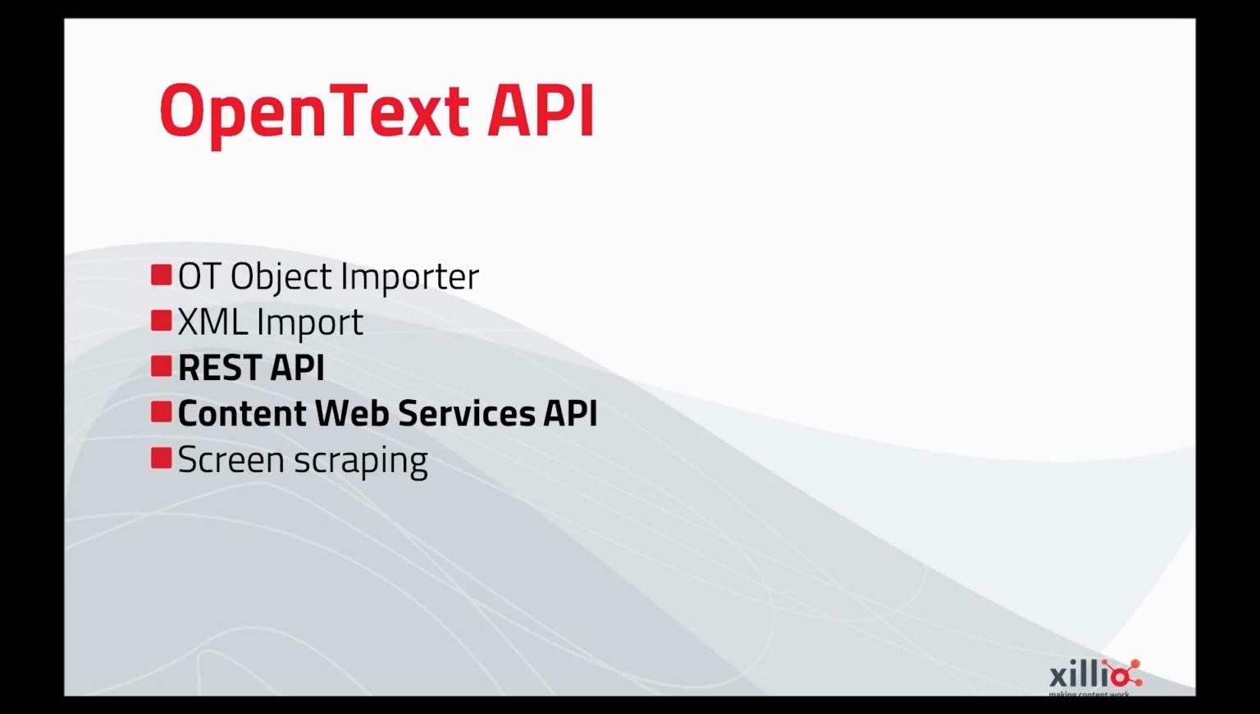Finally, there is yet another way to access OpenText features with screen scraping. And that is a solution we would employ only in exceptional cases, only when all other available methods are not applicable.